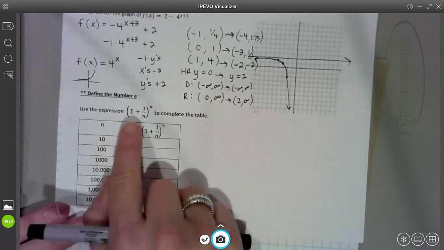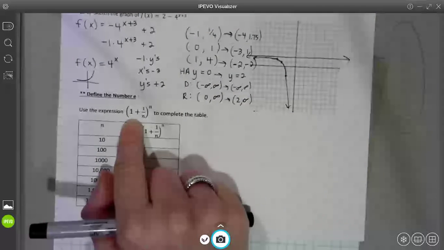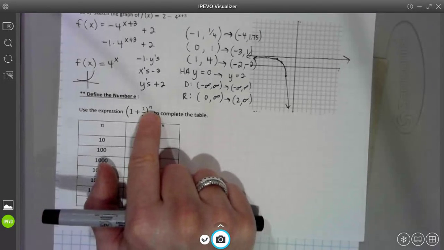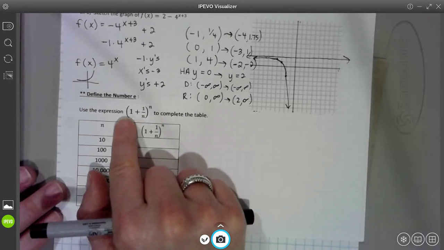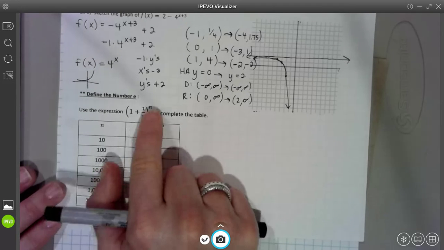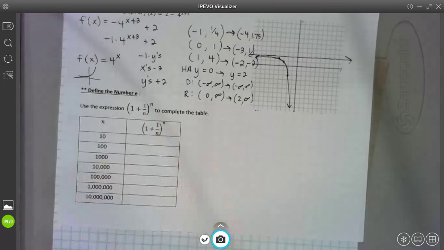So I want you guys to take a look at this expression. It's an exponential expression because the unknown is part of the exponent. It's the expression 1 plus 1 over n to the power of n. So back in the late 1600s, early 1700s, there were 3 mathematicians, Bernoulli, I'm never going to say these names right, Euler, and Napier.